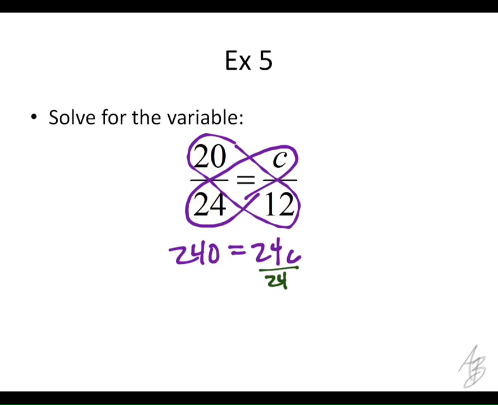Divide by 24 on both sides. What is 240 divided by 24? And what is 24c divided by 24? So we get c equals 10. Okay, everybody good with that one?